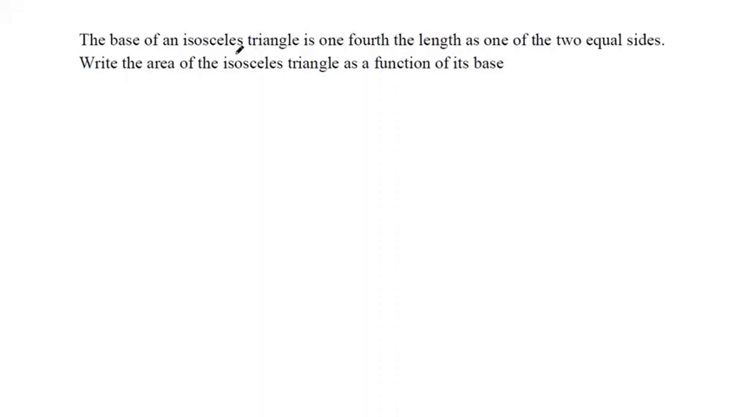Okay, so they said the base of an isosceles triangle is 1/4 one of the equal sides. So here's an isosceles triangle. Here's my base. And it's 1/4 of one of these sides over here. So that means this side is 4 times as big as the base.